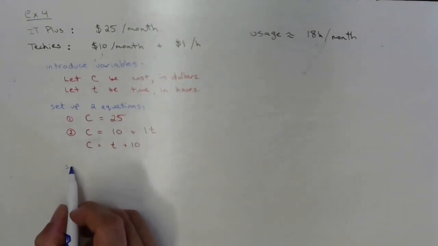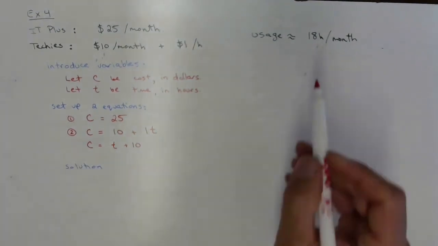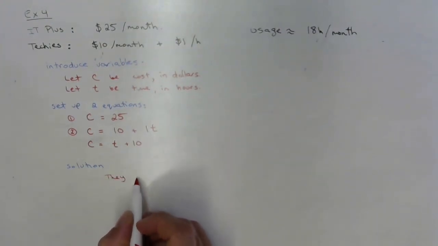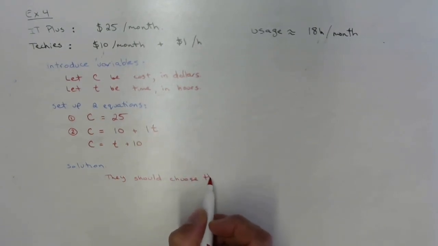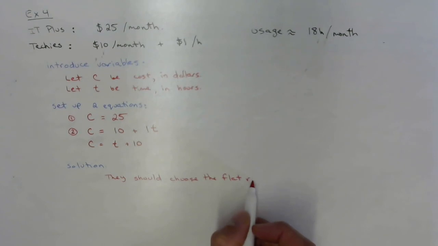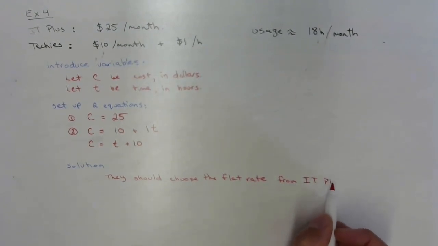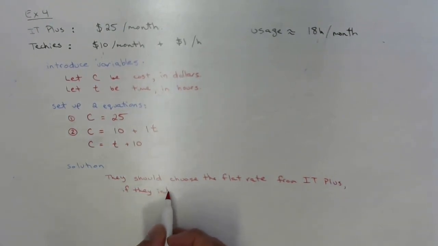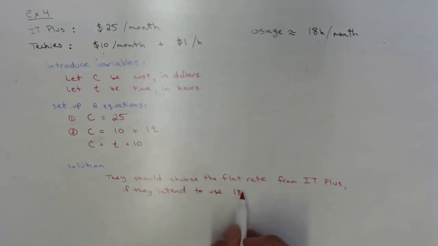All right, so our solution here was if Brian and Catherine are intending to use 18 hours per month, they should choose the flat rate from IT plus. And I'll even write if they intend to use 18 hours per month.